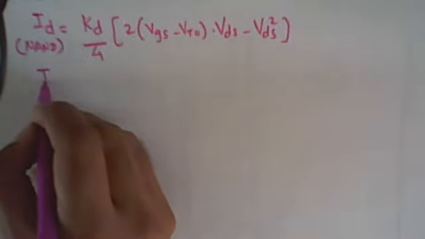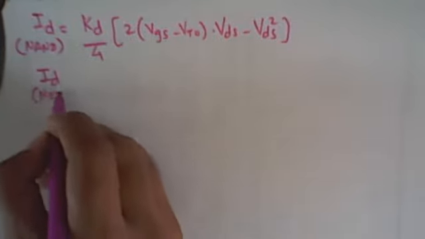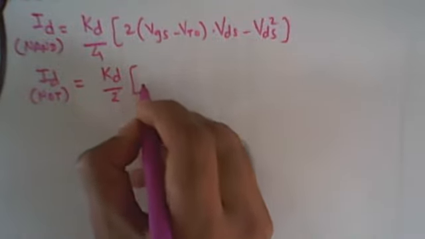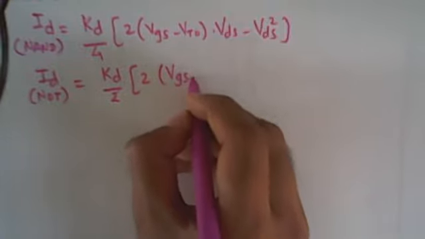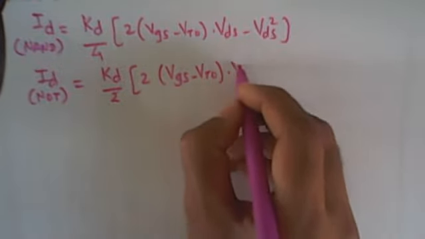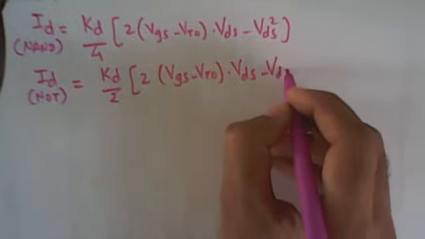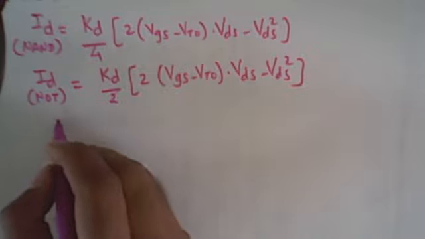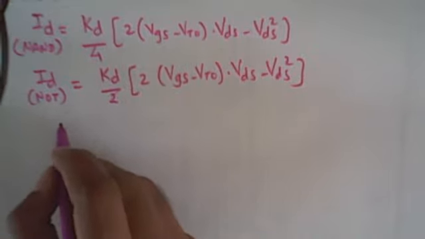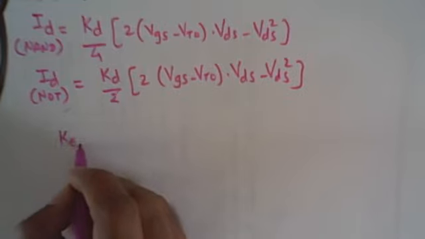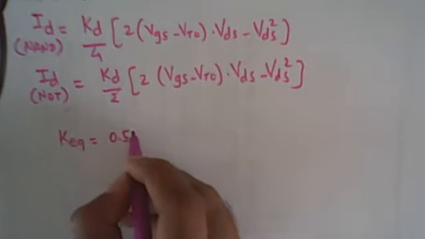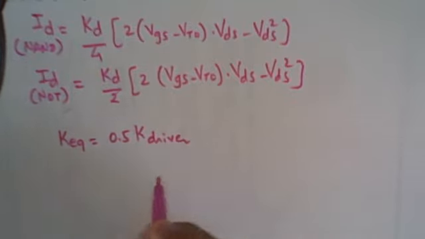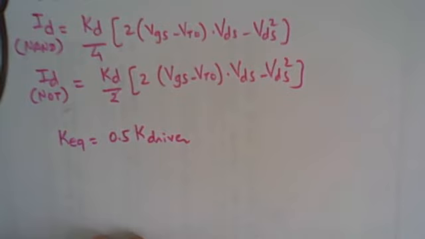Now let's write what is the ID current of a NOT gate, the inverter. So the ID current of an inverter is KD by 2 into 2 VGS minus VTO into VDS minus VDS square. So if you compare this, what changes is only the transconductance. The equivalent transconductance K is 0.5 of K driver of the inverter.